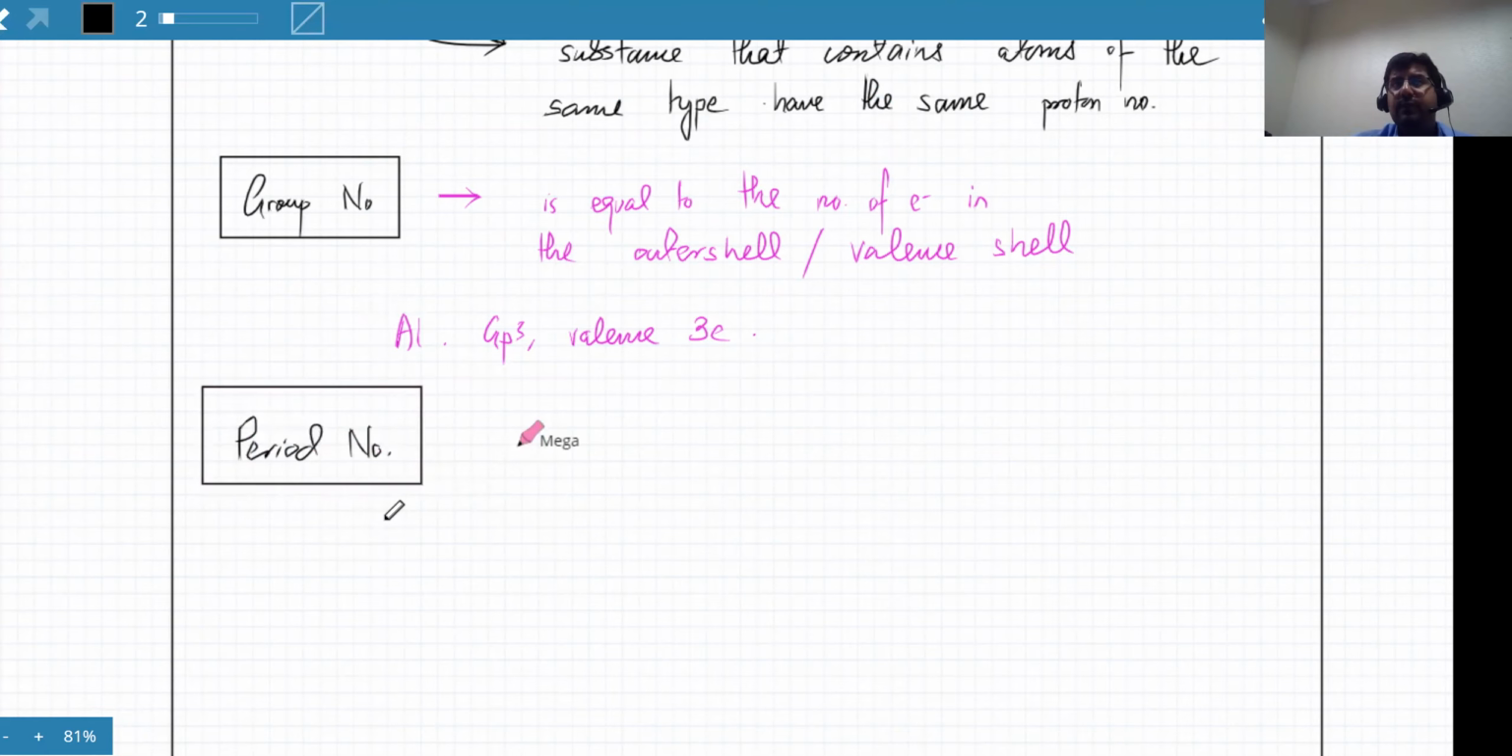So when we are going to do chemical bonding, remember you don't have time to write the electronic configuration or draw the structure of the atom every time. So you'll be using group numbers and period numbers to figure out what the electronic configuration is. So what does the period number tell you? It specifically tells you the total number of shells that are present in an atom.